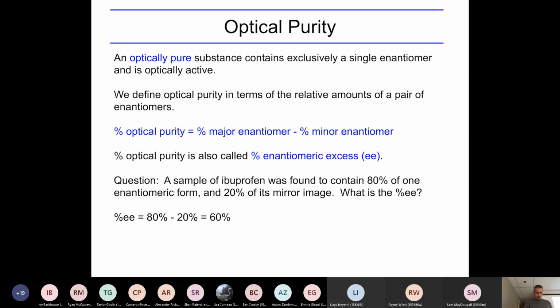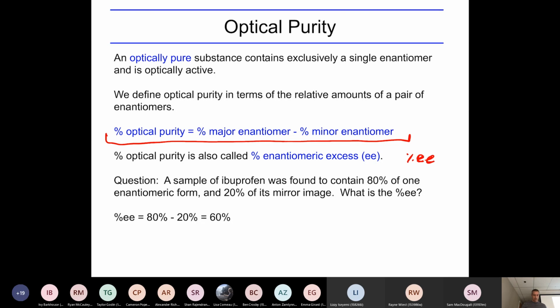And we have a very simple mathematical equation to define this. The percent optical purity, somewhere between 0 and 100%, is just equal to the percentage of the major enantiomer minus the percentage of the minor enantiomer. Percent optical purity is also called percent enantiomeric excess, two names for the same thing, which is often in the literature just called percent EE.